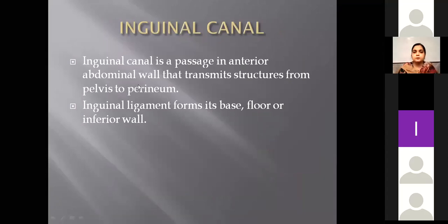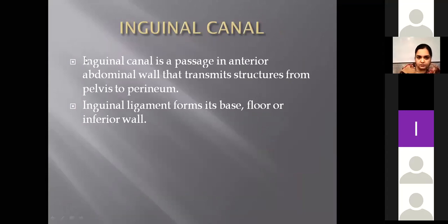The inguinal canal is simply a passage in the anterior abdominal wall, and it transmits structures from the pelvis to the perineum. But why are we studying this? Because the inguinal ligament, which is present in the thigh, forms the inferior wall, or the base or floor, of the inguinal canal.